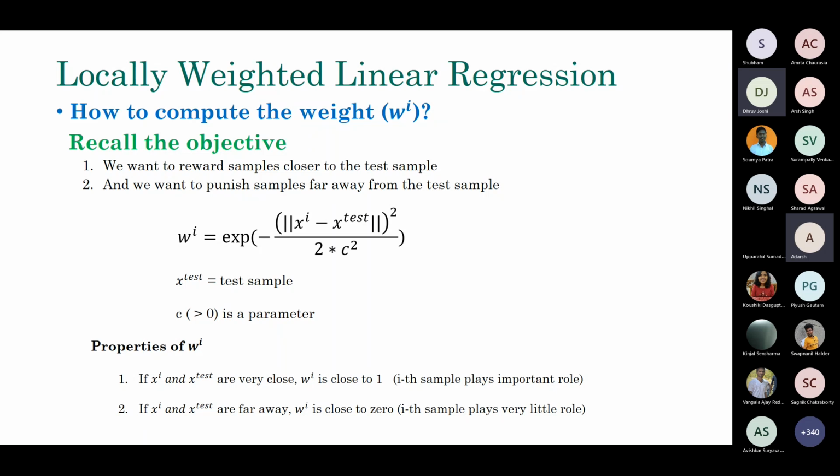If xi and x test are very close, then the distance becomes close to 0, and then wi is close to 1. If xi and x test are very far away, then the numerator becomes very large, and so wi tends to 0. That essentially satisfies these conditions. You can take other functions as well, but empirically people have shown that this works pretty well.